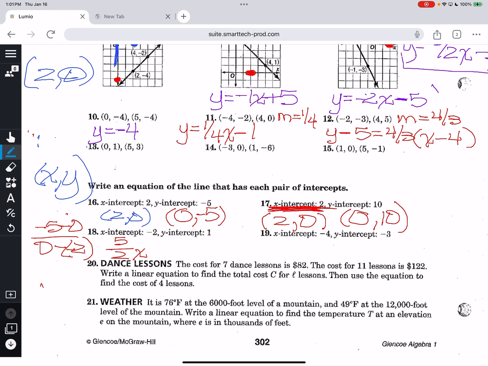It doesn't matter if you go with 2, 0 or 0, negative 5. Doesn't it tell you what the y-intercept would be? So what would your equation be? Y equals 5 over 2x minus 5. 5 over 2x, not 2. 2 is on the x-axis, it's not your slope. Luckily, they give you the y-intercept on that, so you don't have to find it. But if you didn't know, you could use slope-intercept form to find it.